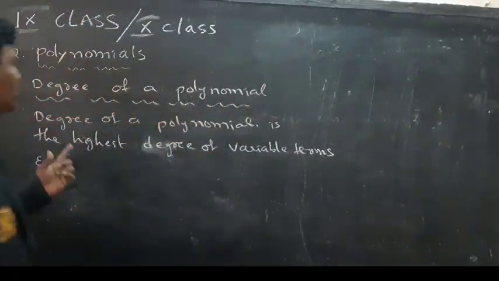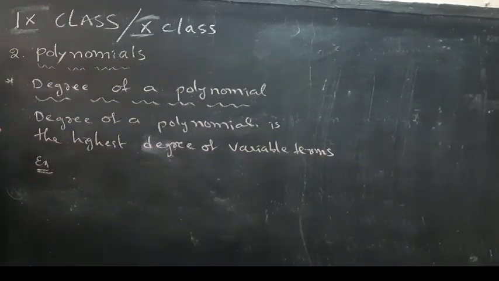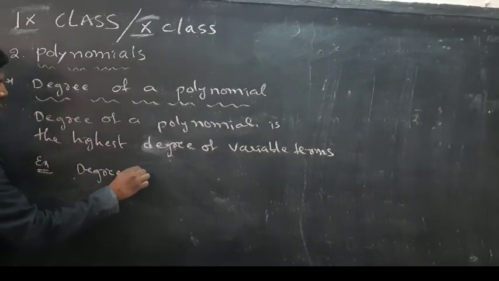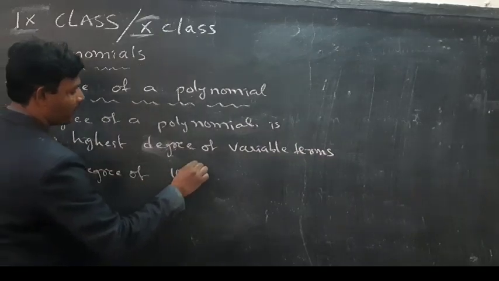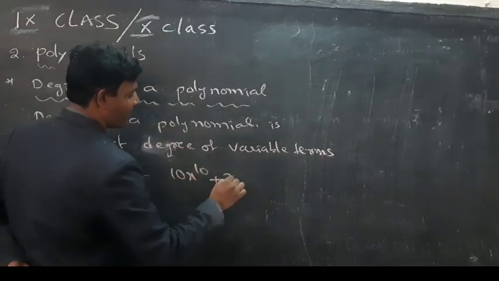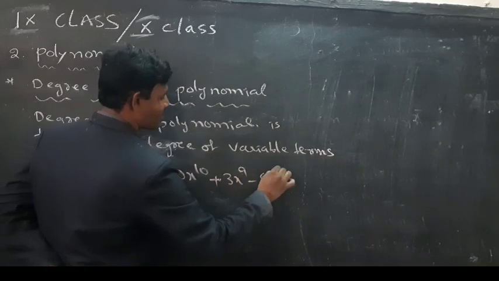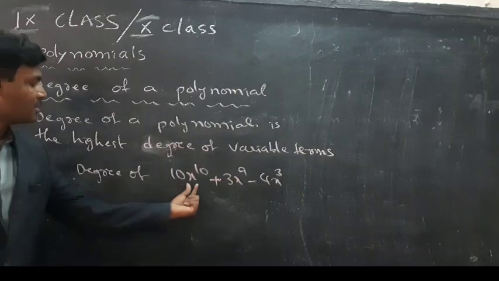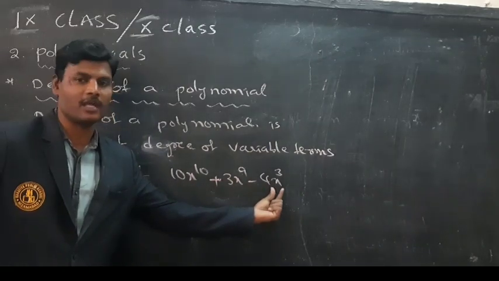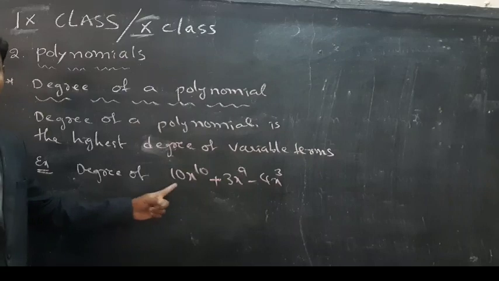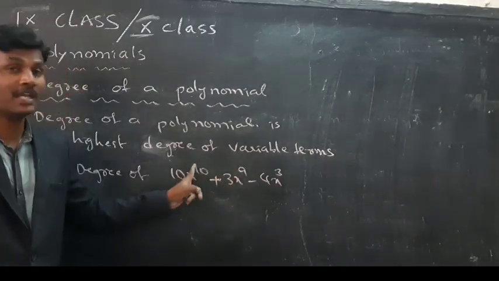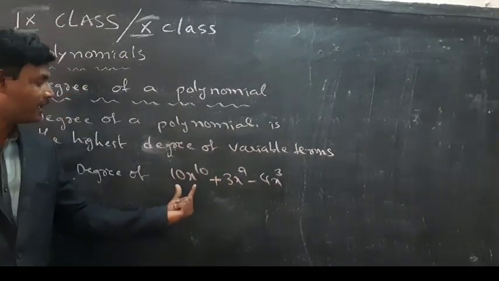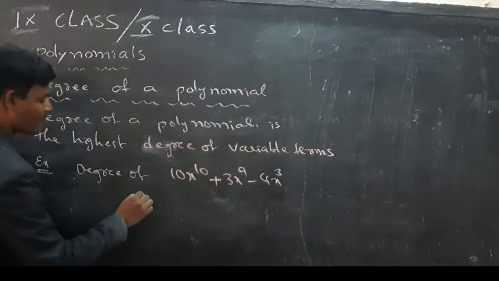Next is the degree of a polynomial. The degree of a polynomial is the highest power of the variable. For example, the degree of x power 10 plus 3x power 9 minus 4x. What is the degree of this polynomial? Here x is the variable in all terms. From these, what is the highest power of the variable? So the degree of this polynomial is 10.